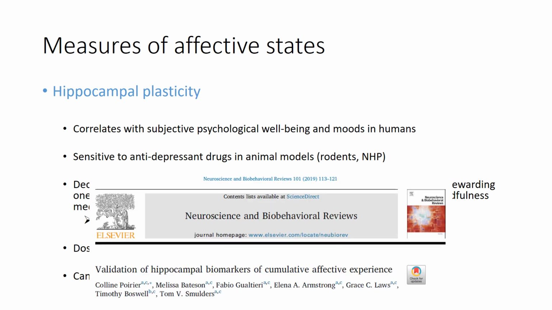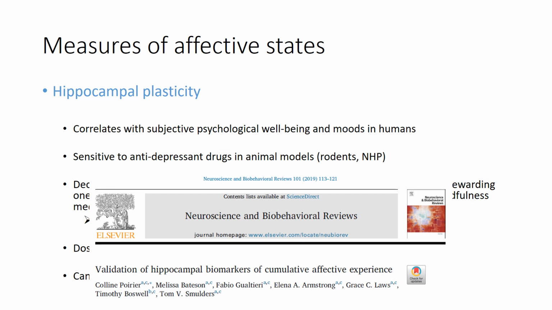For those of you interested to know more about the properties of hippocampal plasticity, you can find more information in this publication. The different lines of evidence supporting the use of hippocampal plasticity as a measure of long-lasting affective states come from studies in humans, rodents, and non-human primates.